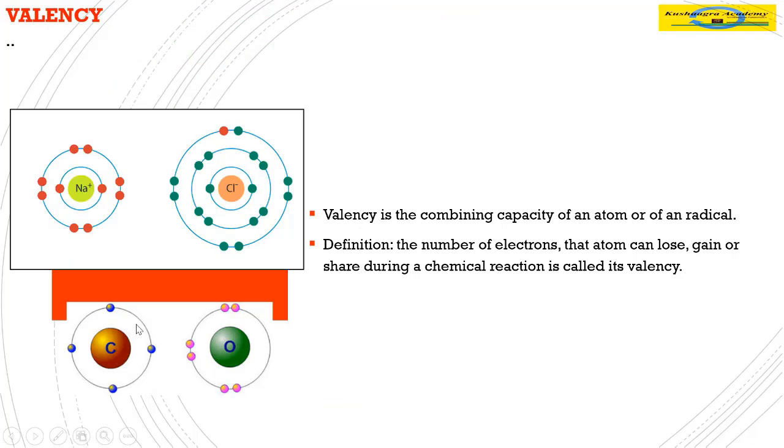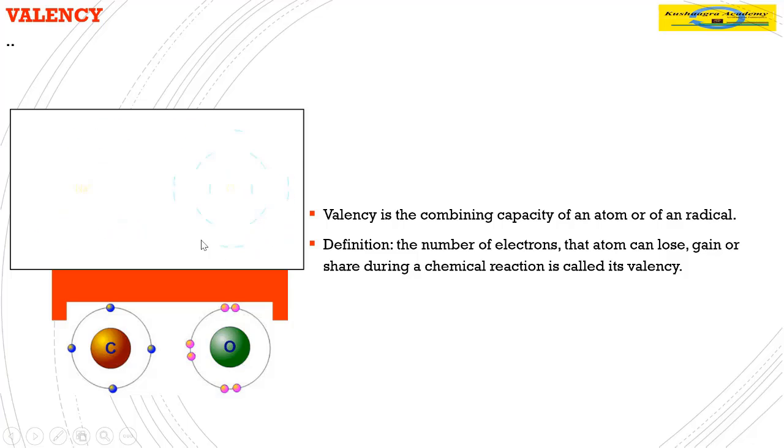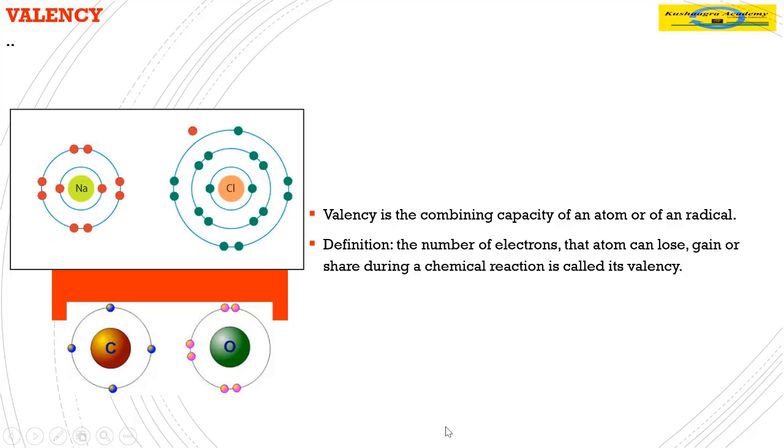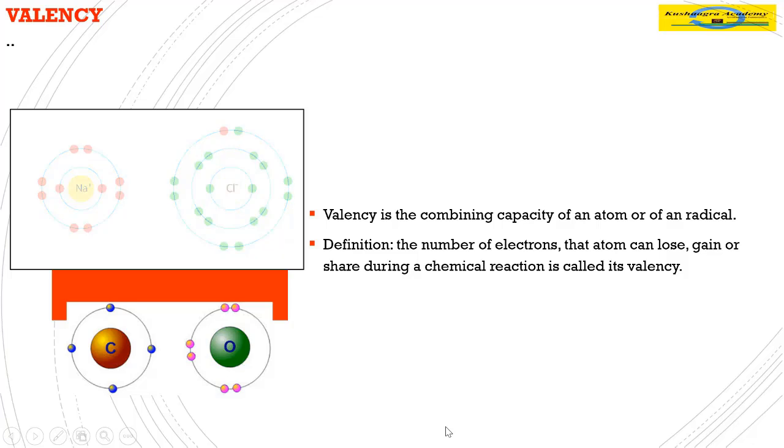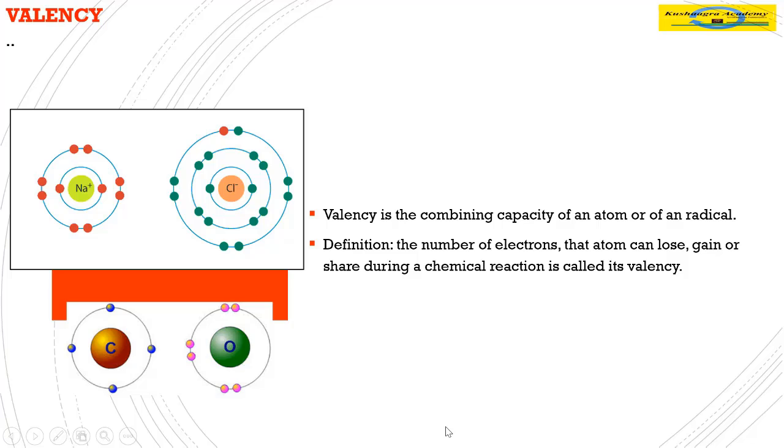Now comes valency. Before going ahead, I would like to discuss valence electrons. We can easily see here that there are 3 shells, 1, 2 and 3. These shells are called orbits. The electrons in the outermost shell are called the valence electrons. So every atom has the tendency to attain stability, to attain the octet electronic configuration.